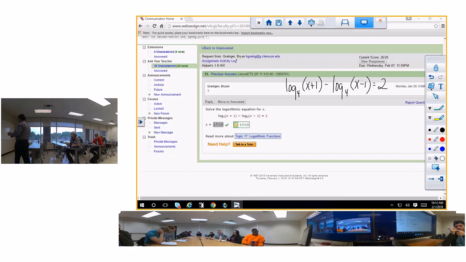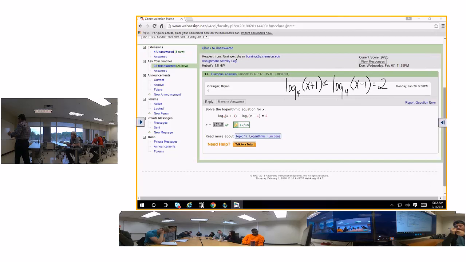All right. So that right here tells us by the quotient rule that we can rewrite this as log base 4 of what? Parentheses x plus 1 divided by what? x minus 1 is equal to 2. Now, do the next step.